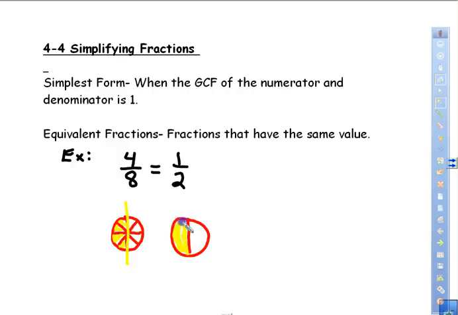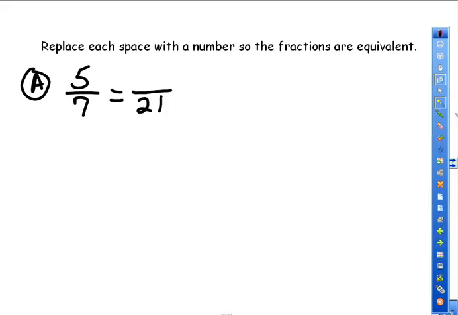So when we do this, you can see now that the two fractions are equivalent. Okay, there's the same ratio. This is half of the pizza, this is half of the pizza. Okay, so let's look at this first problem. And it's simply saying replace each space with a number so the fractions are equivalent.